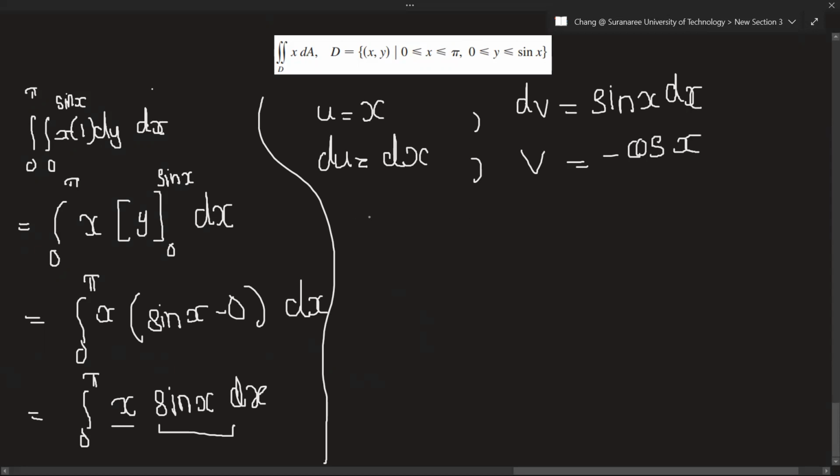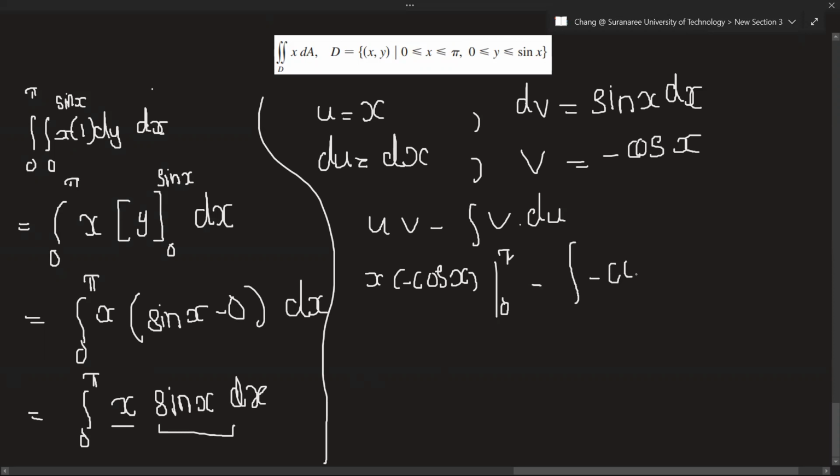Okay, so the formula is uv minus integral of v du. So what is u? x. What is v? Minus cos x. And the value ranges from 0 to pi. Value of x ranges from 0 to pi, minus the integral of minus v is cos x, du is dx.